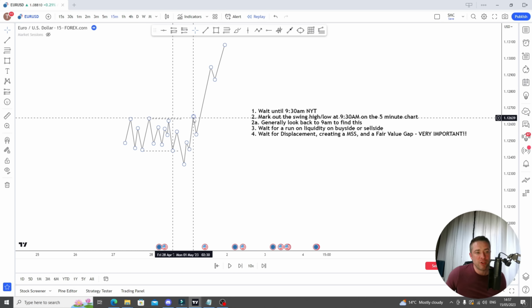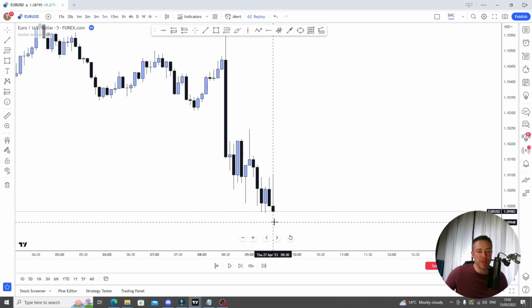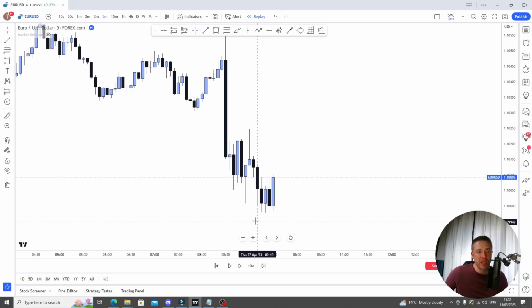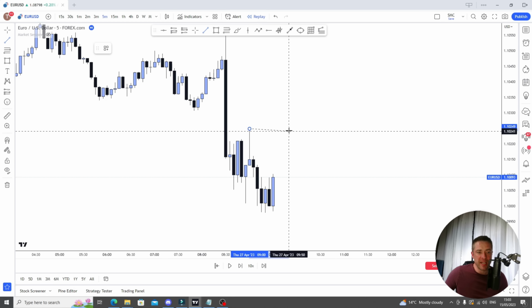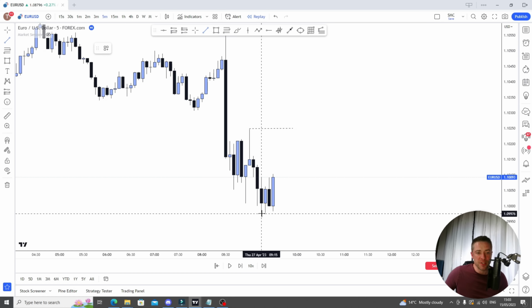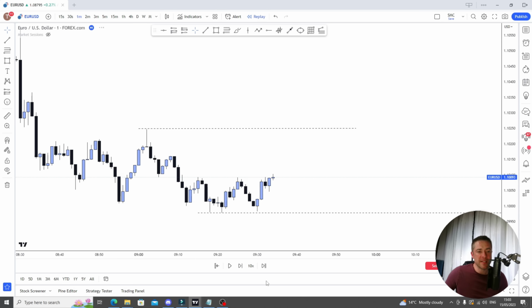So here we are on Euro USD. This is the 5 minute chart. It's 9:25 a.m., so we wait until half past and we mark our swing high and low. Generally, I'm going back about half an hour here. Not a hard and fast rule, but it's one I use. So if we're looking back, that I would say is a key swing high. And I would say that the swing low is right here. We then drop down to the 1 minute and we wait to see if we get a break of either of those.